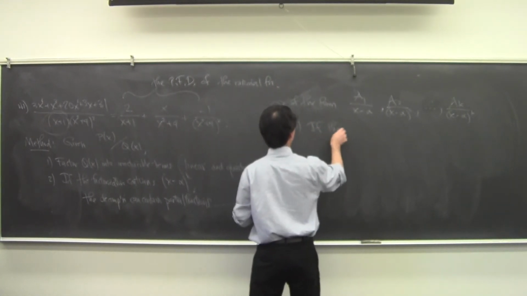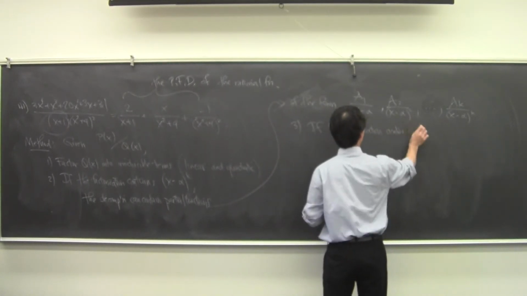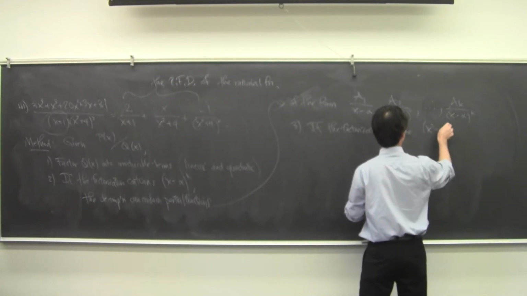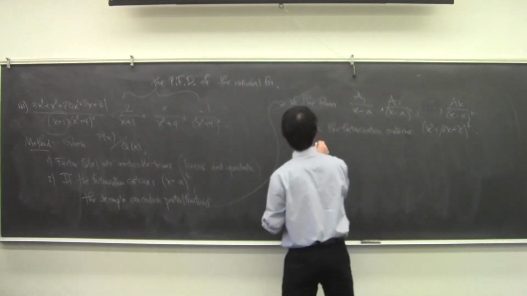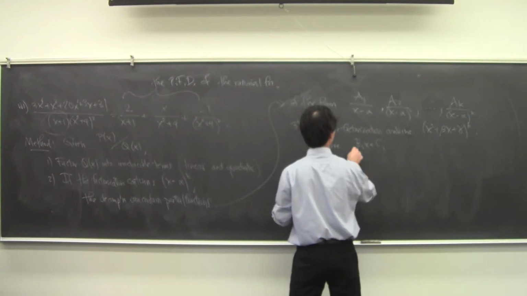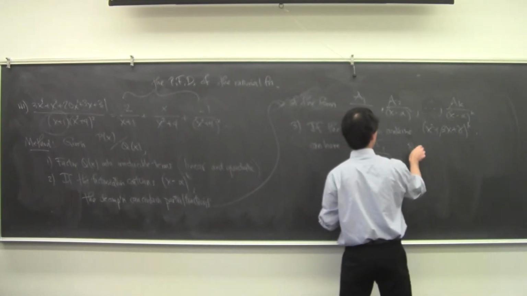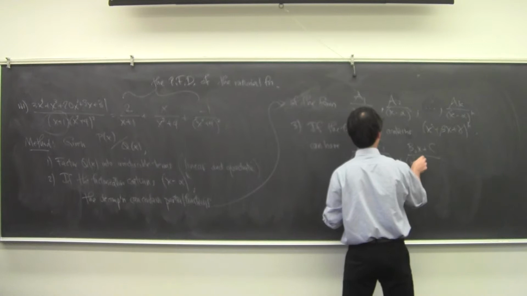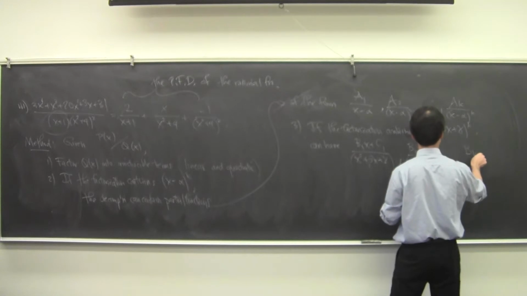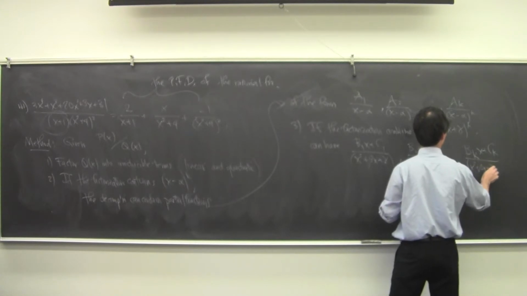Similarly, if the factorization contains some (x squared plus beta x plus gamma) to the k, you can have things that look like some linear term over the bottom to the first power, some linear term over the bottom to the second power, dot dot dot, a linear term over the bottom to the k power.